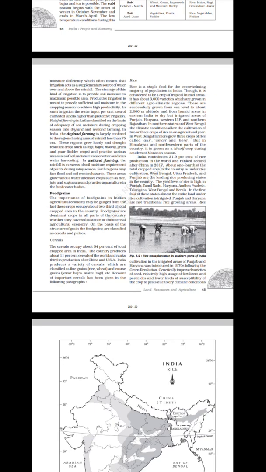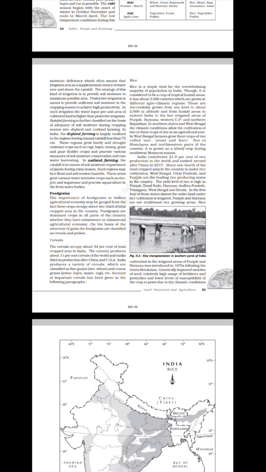The strategy of this kind of irrigation is to provide soil moisture to the maximum possible area. Productive irrigation is meant to provide sufficient soil moisture in the cropping season to achieve high productivity. In such irrigation, the water input per unit area of cultivated land is higher than in protective irrigation.